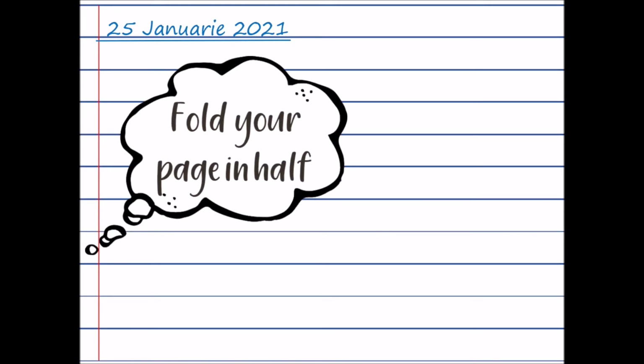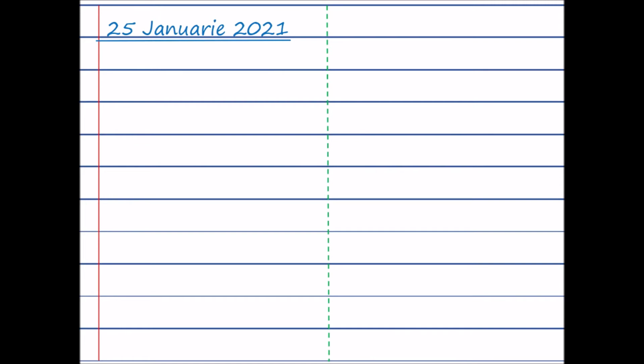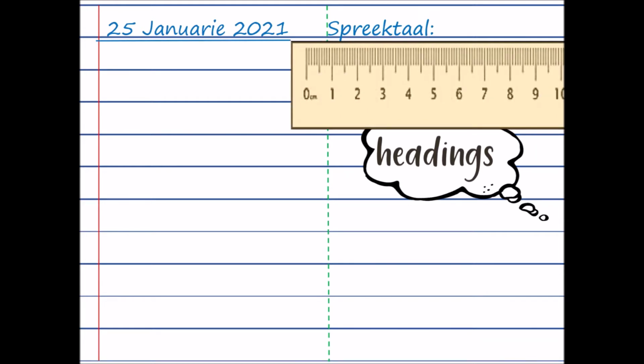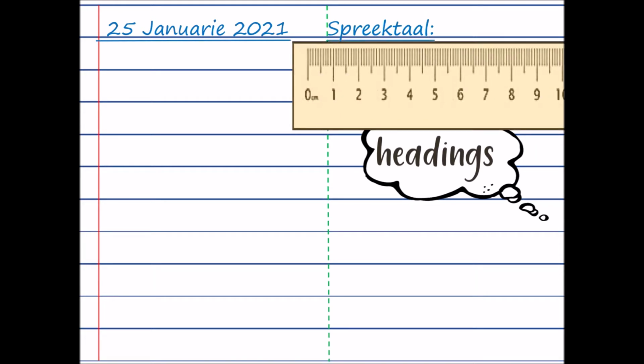Fold your page in half so that you have two columns on your page. Next to the fold, you now write the heading Spreektaal, which means spoken language. Underneath, next to the fold, we write hoe om te groet, how to greet. Once again, use your ruler to underline in pen.